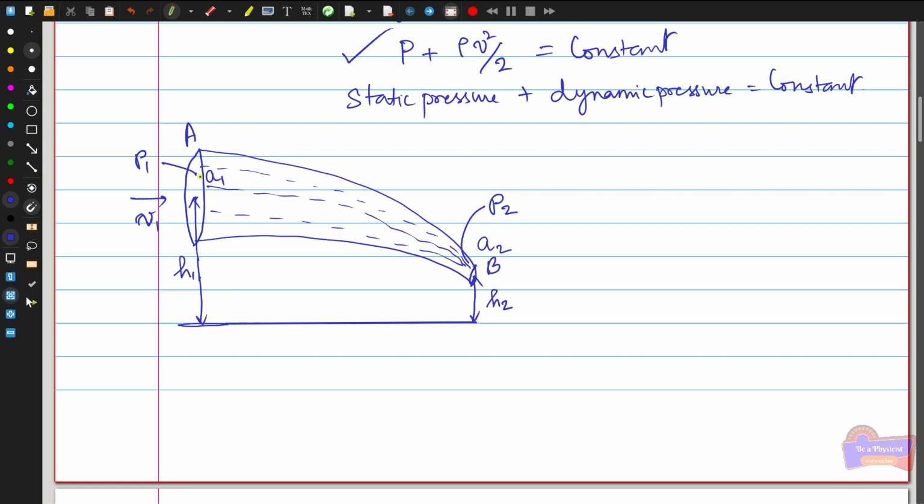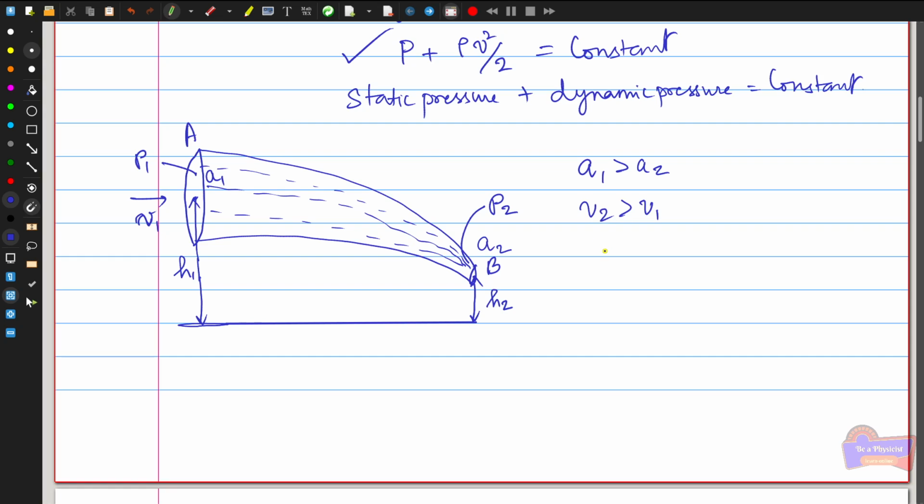So according to the equation of continuity, we know that the velocity at point A is lesser than the velocity at point B, since the area of cross section at point A is greater than the area of cross section at point B. And the pressure at point A is taken as P1, and the pressure at point B as P2. So we assume that A1 is greater than A2. Therefore, the velocity V2 is greater than V1. Therefore, the fluid going from point A to B is accelerating because V2 is greater than V1.